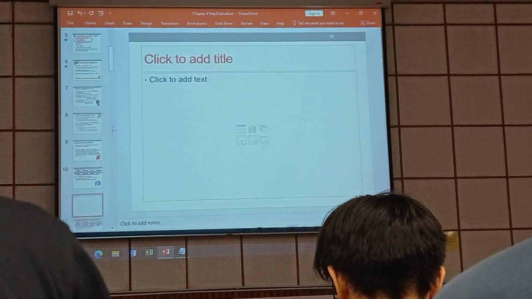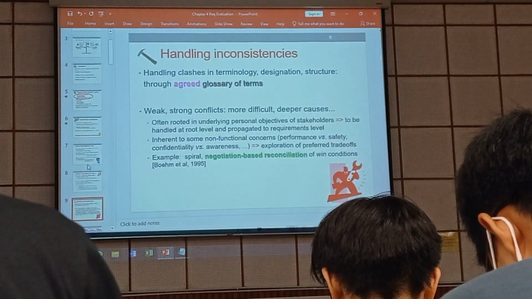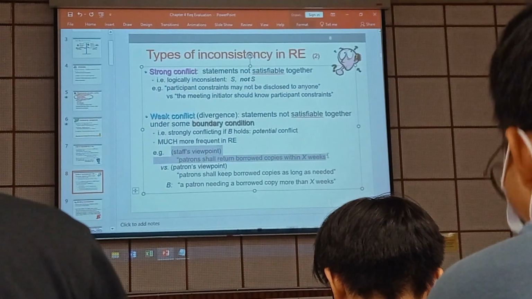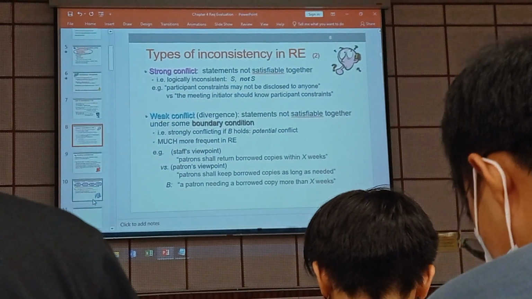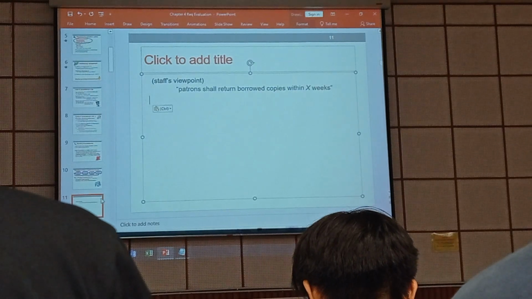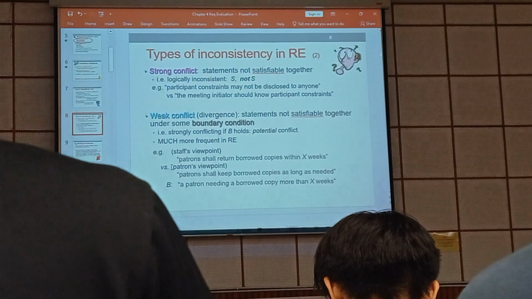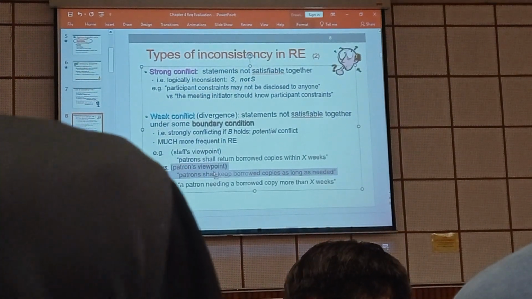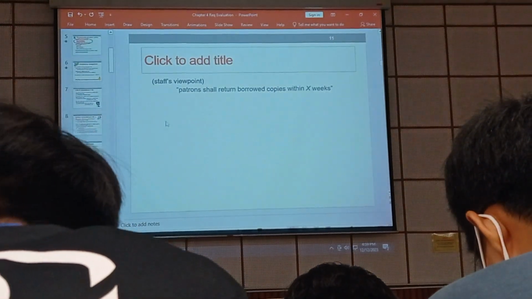Okay, so new slide. Let's take this one as an example. This is the staff viewpoint. The stakeholder is staff. Staff says so. So this is one requirement. Paste. Then the other stakeholder, the patron, the borrower, says this is the requirement. Copy and then put it here.